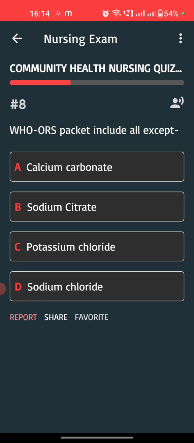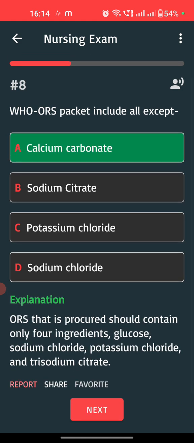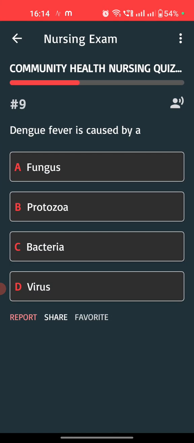WHO-ORS packet includes all except: A. Calcium carbonate. Correct answer. ORS that is procured should contain only four ingredients: glucose, sodium chloride, potassium chloride, and trisodium citrate.